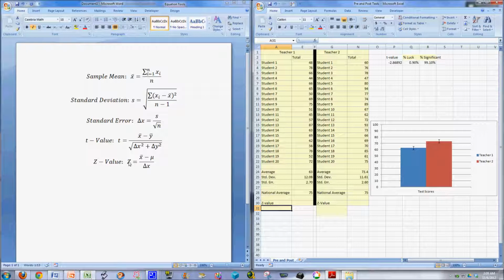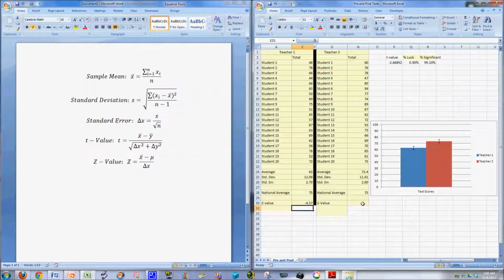So our z-value becomes the equation of x bar minus mu, where mu is just the national average, or theoretical value of whatever you're comparing, divided by the standard error of our sample. And so let's do that for each of our teachers. So teacher 1, let's say, is equal to the average minus the theoretical, or national average, divided by the standard error. Enter.